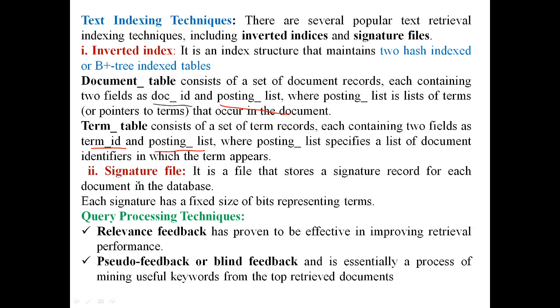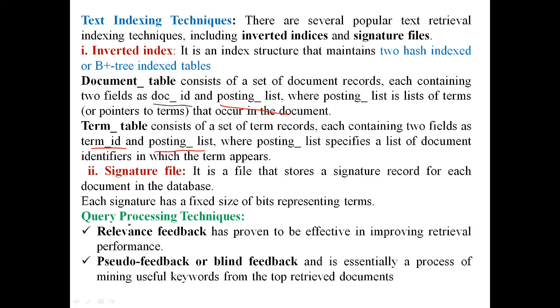Then coming to the signature files. So every time in this document table or the term table, we are going to see the document ID or the term ID and the posting list. According to that, we are going to take that particular list of fields, list of words that we are occurring in that document, and we are going to retrieve. Then coming to the signature files. In the signature files, we are going to record for the each document in the database.